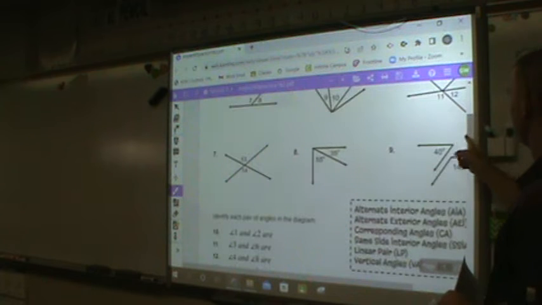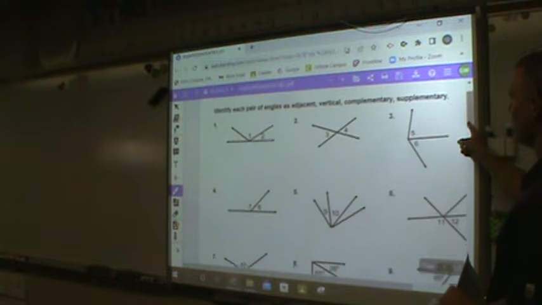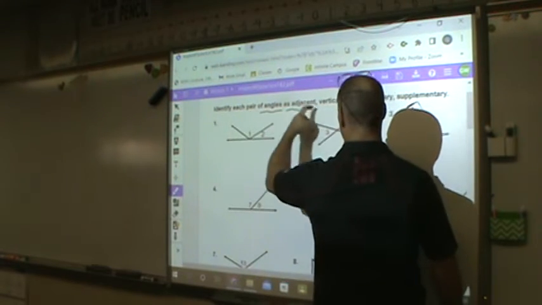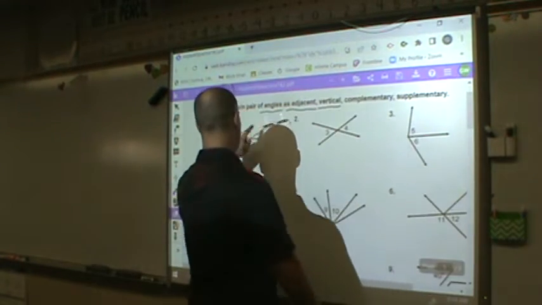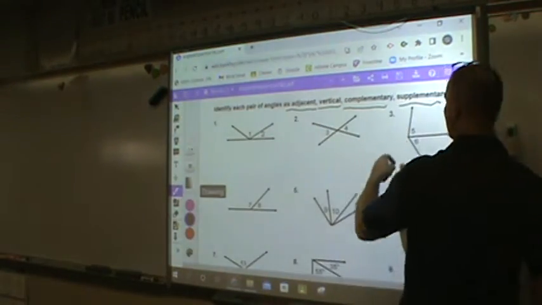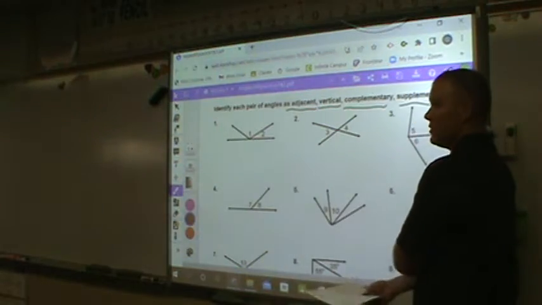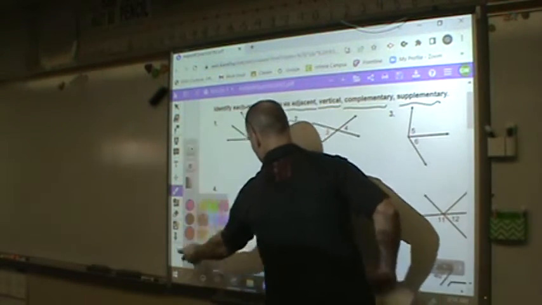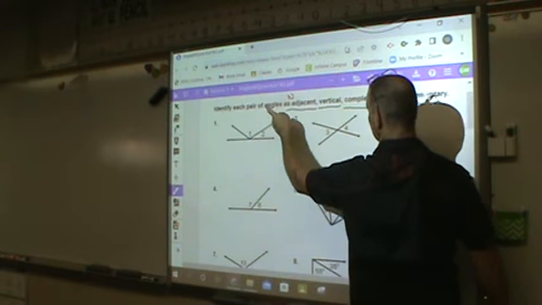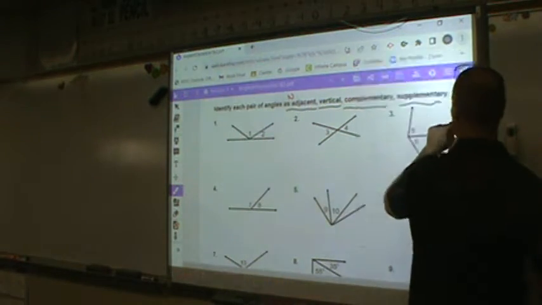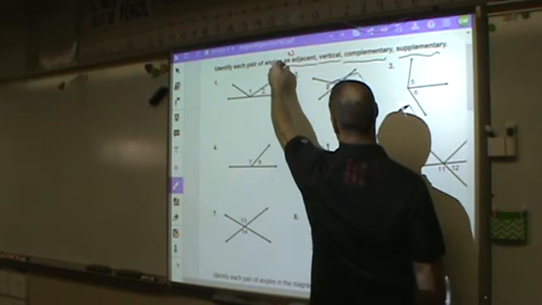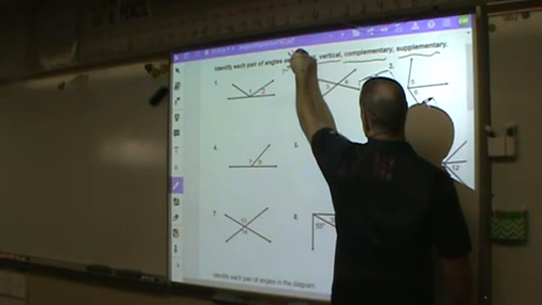All right, so quickly, we're going to get through this. A lot of students were having some questions. It says identify each pair of angles as adjacent, vertical, or complementary or supplementary, right? Well, you have to think about what adjacent means, and if you need to write this down, write it down above it. What does the word adjacent mean? The word adjacent means next to, so I'm going to put next to.